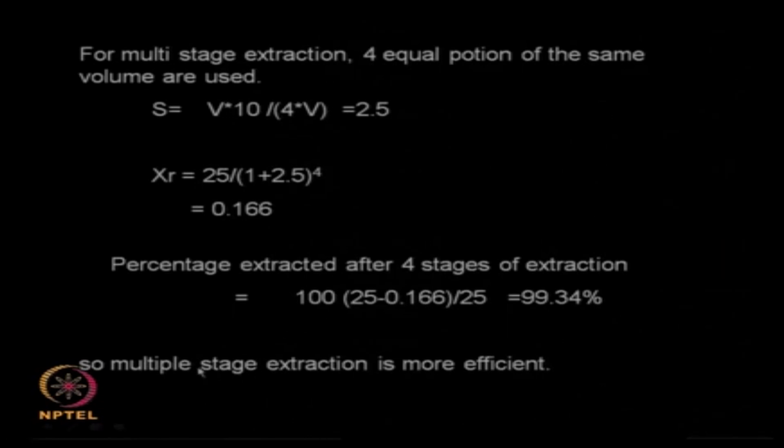That means a multiple stage extraction is always efficient, even if you are using less solvent. That is the main takeaway from these two problems. So instead of using a large amount of solvent and putting it in one stage, you divide that solvent into many stages, many portions, and then perform an extraction, that means mixing, equilibration, separation, then mixing, equilibration, separation. Like that, if you do it in multiple stages it is much more efficient.